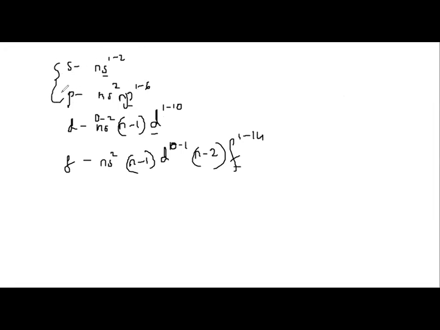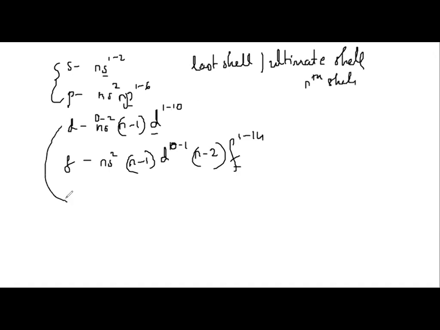In case of S and P, you can see the electron is entering into the last shell, or I can say the ultimate shell, because it is the nth shell. Yes or no? Nth shell. In case of D block, the electron is not entering into the last shell. First, this last shell gets filled. The electron is entering into the (n-1)th shell, and this (n-1)th shell is called the penultimate shell. The electron enters into the penultimate shell.